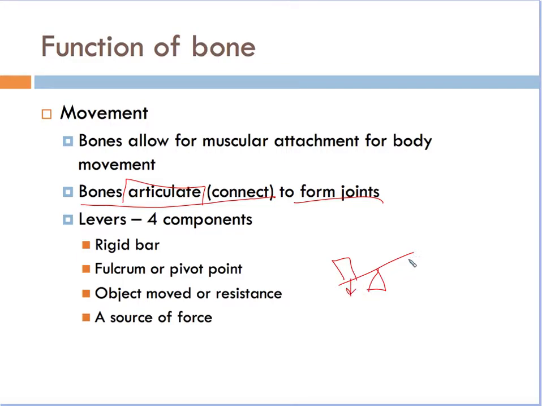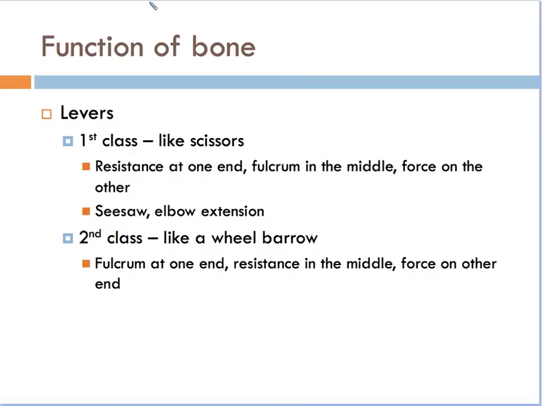Which is our weight. So we have a ridge or a bar, and that's this piece here. There's a fulcrum or pivot point, which is here. There's an object moved or resistance, so this is going to be my resistance. And there's going to be a force, which is going to be here. We're going to talk about the different types of levers and differences between levers on the next slide.